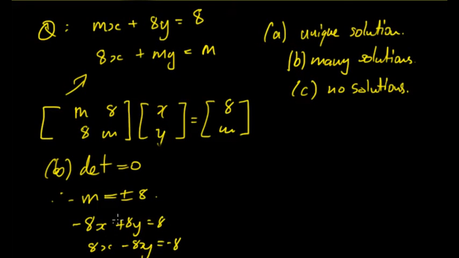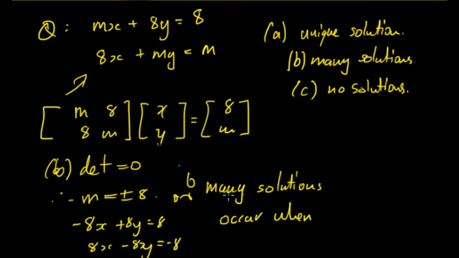Now these are not the same, so therefore they're not many solutions or infinitely many solutions, because that's when the equations are the same. But when m equals 8, that does occur. So when m equals 8, you have 8x plus 8y equals 8 twice. So many or infinite solutions occur when m is equal to 8.